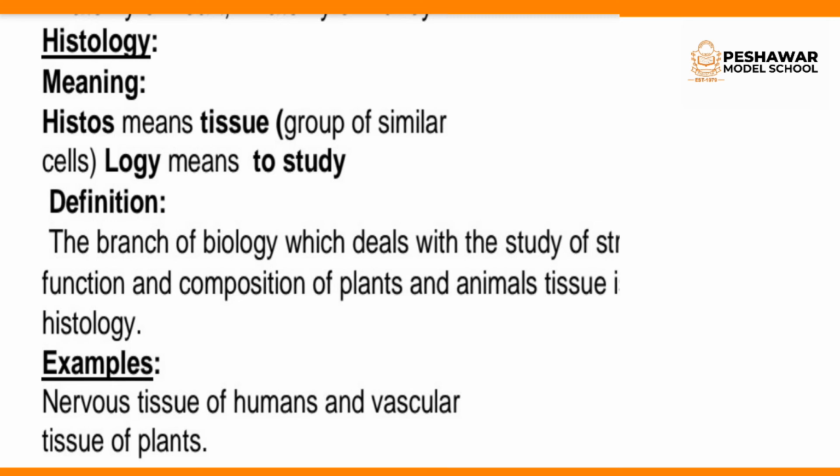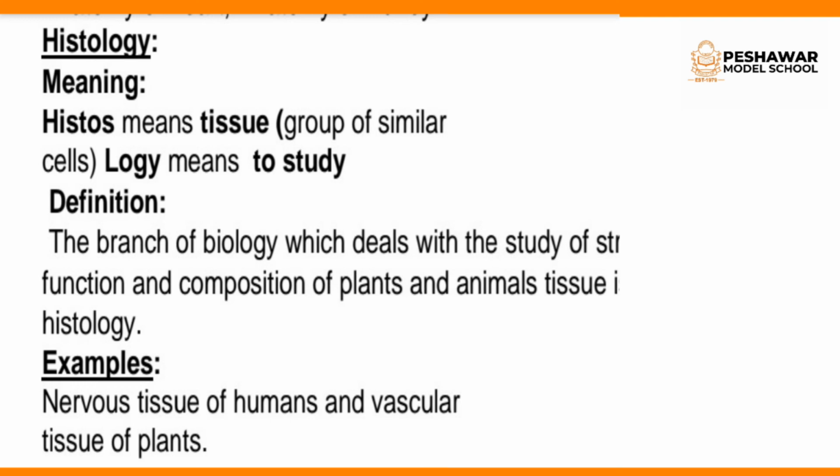Histos means tissues. Logi means to study or to discuss. Histology is the branch of biology which deals with the study of structure, function and composition of plant and animal tissues. When we study the tissues of plants and animals in detail, we learn what functions and activities these tissues perform, and how these tissues are formed. This is known as histology. Examples: nervous tissues of humans.